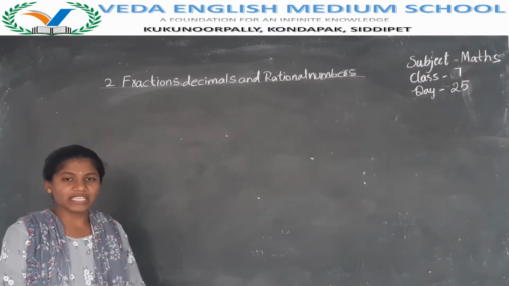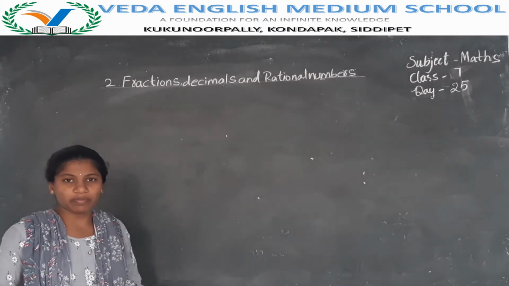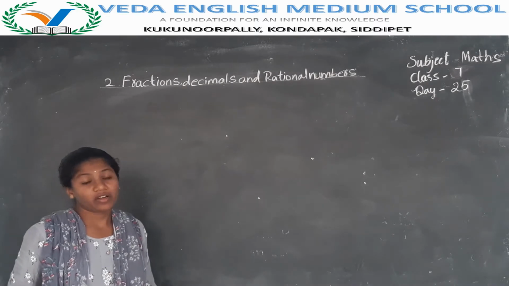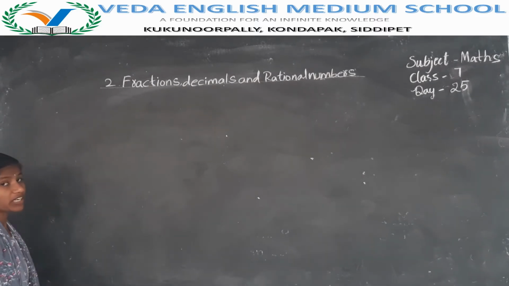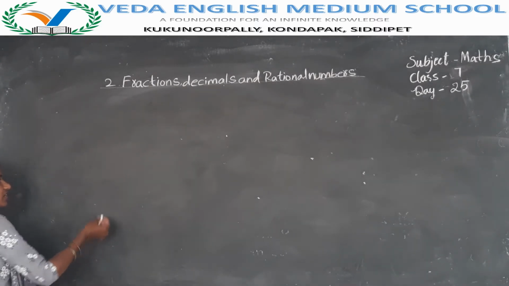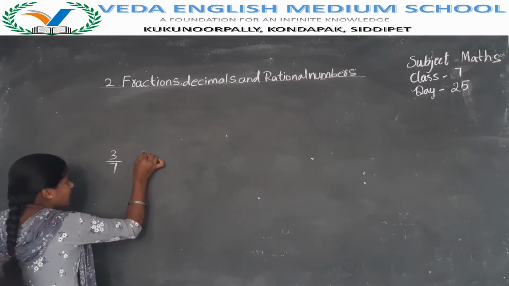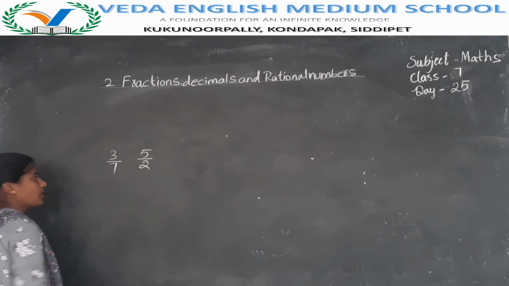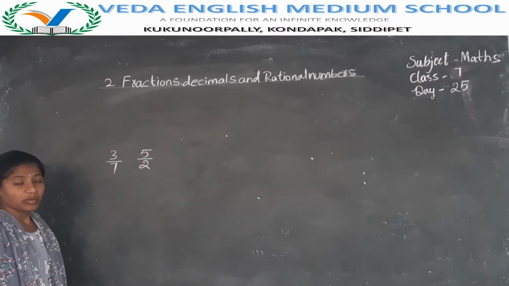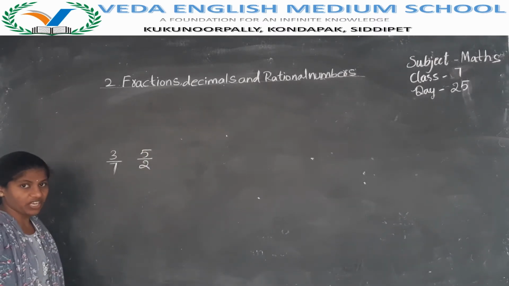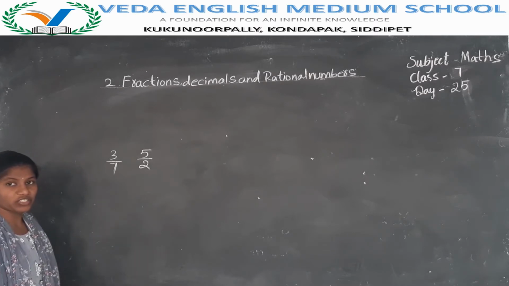In our previous class, we have completed how to multiply a fraction with a fraction. For example, if I have taken 3 by 7 as one fraction and another fraction 5 by 2, these are two fractions. Multiplication of a fraction with a fraction we have learned. Now, how to multiply these two fractions?